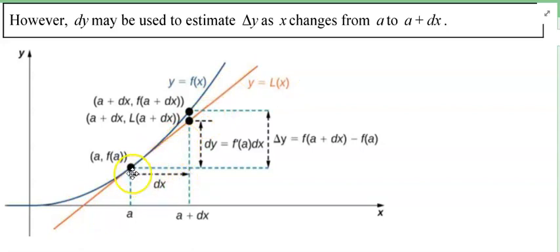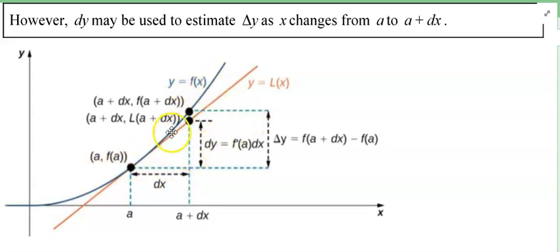Now your dx and your delta x is this horizontal distance along the x-axis from a to a plus delta x, and then your vertical distance dy is measured from this horizontal line all the way up to your L of x, and dy by calculation is f prime of a times dx. Delta y, on the other hand, will be your difference in function values, f of a plus dx minus f of a. Right, so there's a difference.